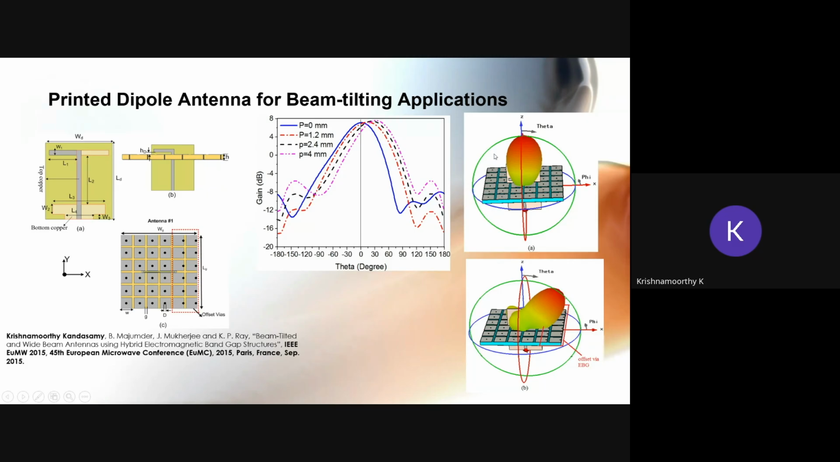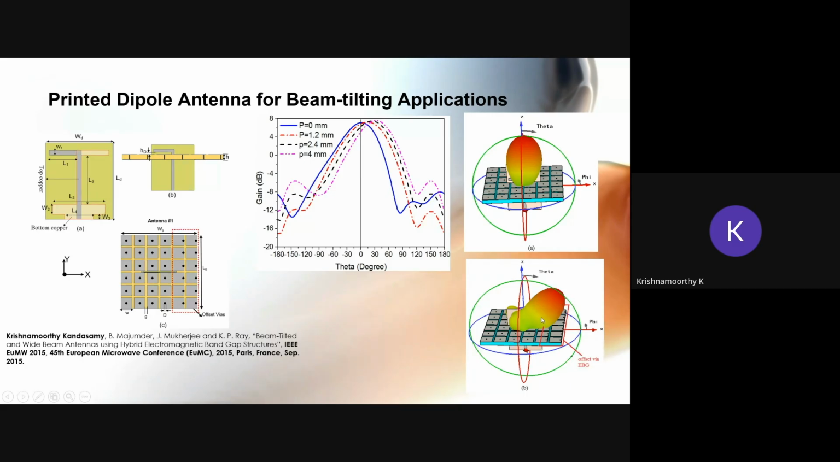So this 3D simulated radiation pattern is for the uniform via. So all the vias are center loaded. Then we can get the electromagnetic wave radiation in the broadside direction. Okay. So whenever the vias in these two columns of the electromagnetic band gap structures are loaded at the edge, then we can tilt the beam towards the x direction here.